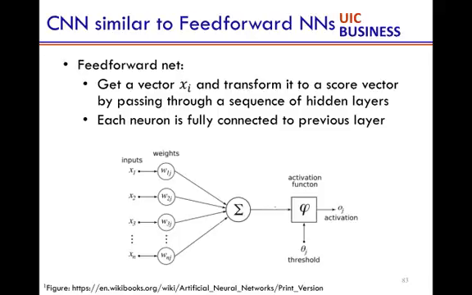Again, pictorially, in a feedforward network, given a vector xi, the whole network is going to transform it into a score vector, right? Ultimately, the whole operation is about going from a feature vector, which is some dimensional, in this case 3-dimensional, to a score vector, whose size is the number of classes. You pass through a sequence of hidden layers. You can have just one hidden layer, you can have more. And each neuron is fully connected to the previous layer. If this was a hidden layer and this was also a hidden layer, then this neuron would be connected to every node in the previous layer. That's a characteristic of the feedforward network. Okay. Any questions about the feedforward network?